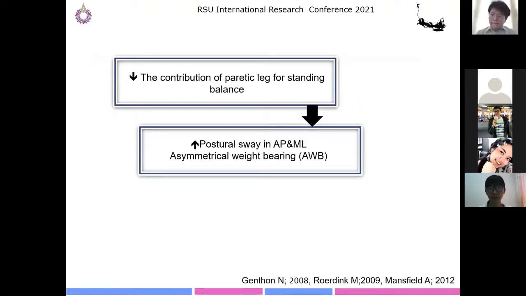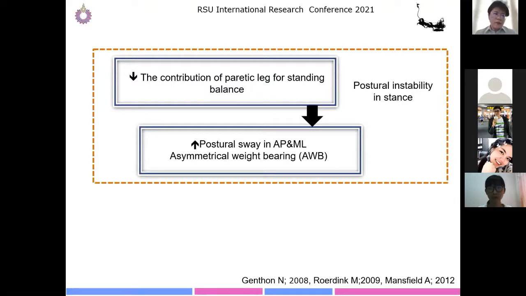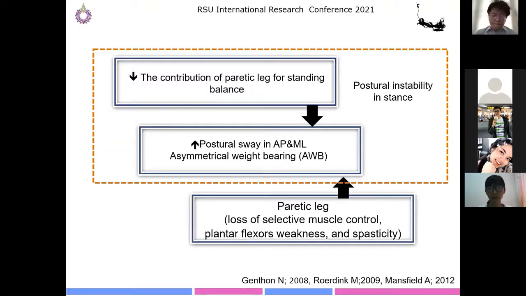In addition, there were findings that individuals demonstrated a decline in the contribution of the paralytic leg to standing balance. They also showed an increase of postural sway in the AP and ML directions and asymmetrical weight bearing. The change indicates postural instability during standing. The impairment in the lower extremity, including loss of selective muscle control, plantar flexor muscle weakness, or spasticity, took responsibility for instability during standing.